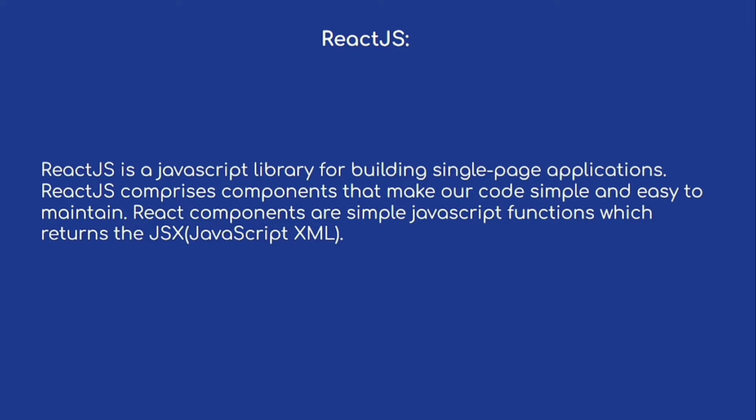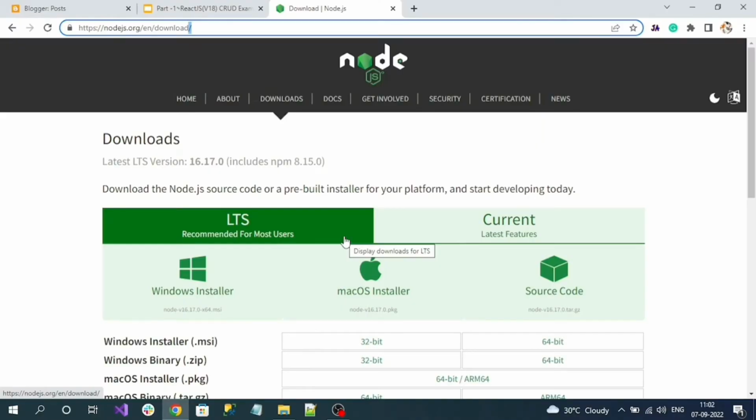So a React component is nothing but a simple JavaScript function, and it's written in JSX, JavaScript XML, which is nothing but something that almost looks like HTML that returns from the function. To create a React.js application, our local machine should contain Node. Node helps to pull all the required libraries for creating the React.js application.